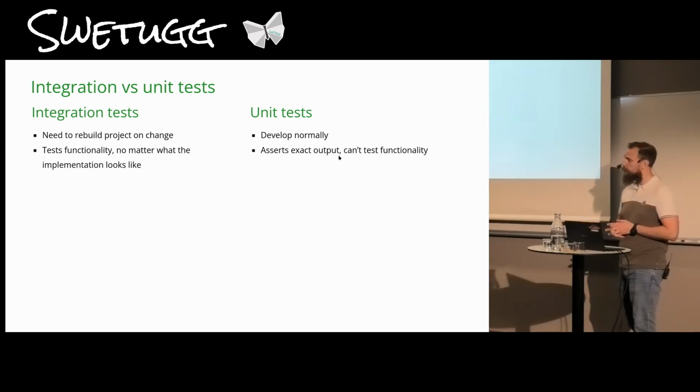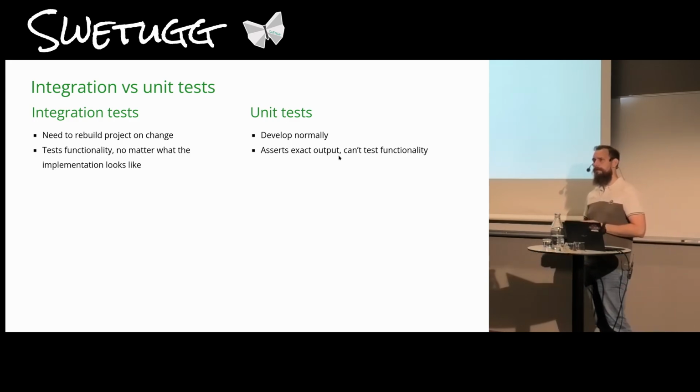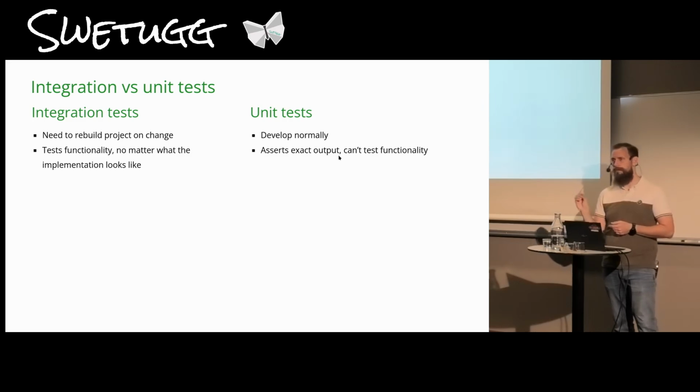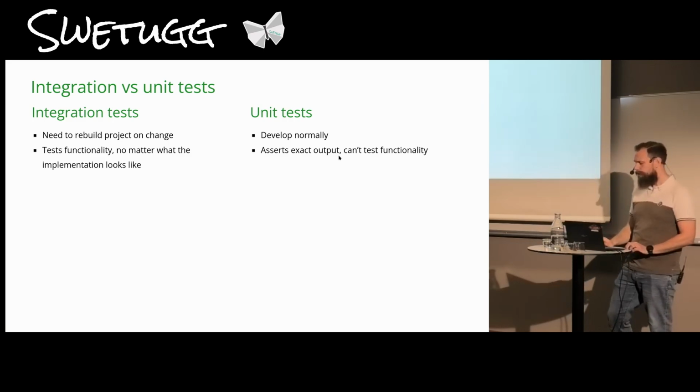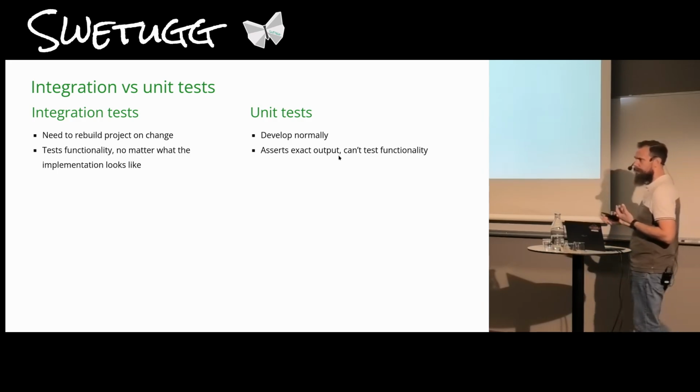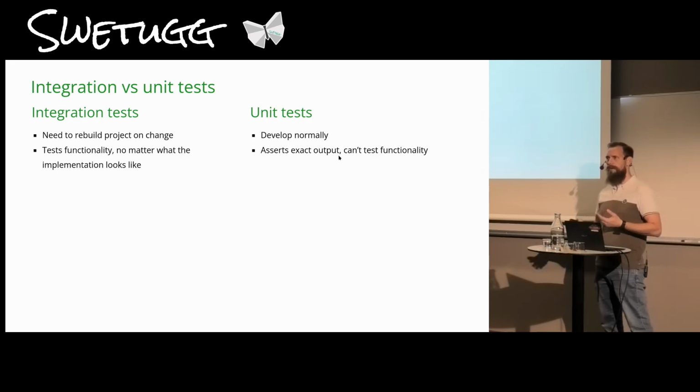But then we have the unit tests where we can just develop as usual. Incremental compilation, run the test, change something, run the test, but you need to assert on the exact output. If you change a single character in the output, your test will fail. So given this, and that this project isn't that big, so actually rebuilding the project all the time is doable, we're going to continue with the integration test path.